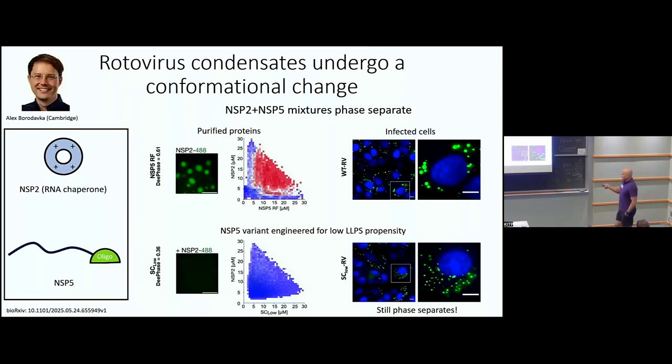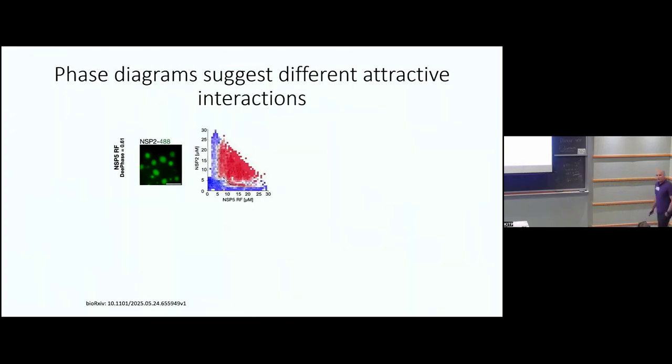Why is it that this thing is not forming condensates in vitro, but it is forming condensates in cells? Now, the clue here comes from the shape of the phase diagrams. So this is the phase diagram for the wild type NSP5 molecule, but again mixed with NSP2.